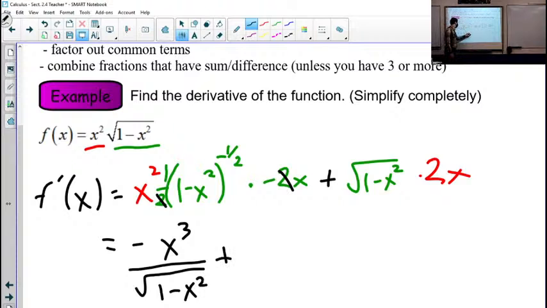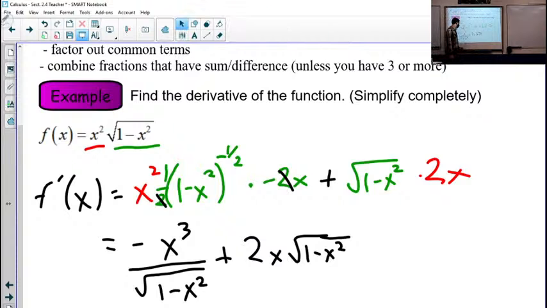And then I have plus, there's a 2x times square root of 1 minus x squared. I could simplify it more, but I'm going to leave that how it is for now. We could write this all under one big fraction. But that's more of an algebra 2 problem and less of a calculus problem, so I'm going to focus on the calculus part of the problem.